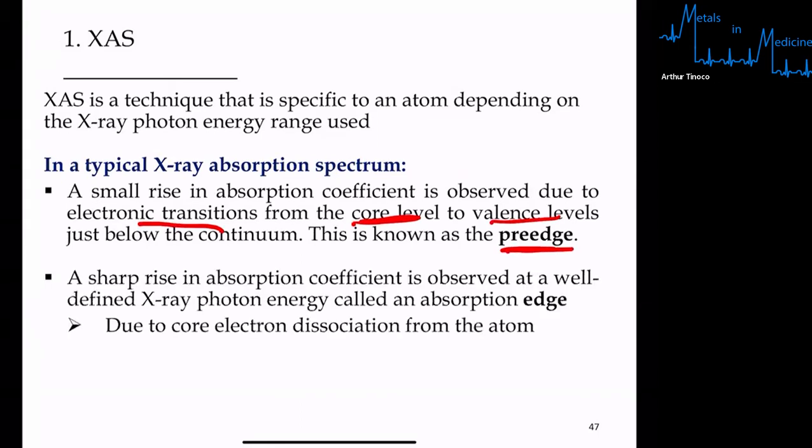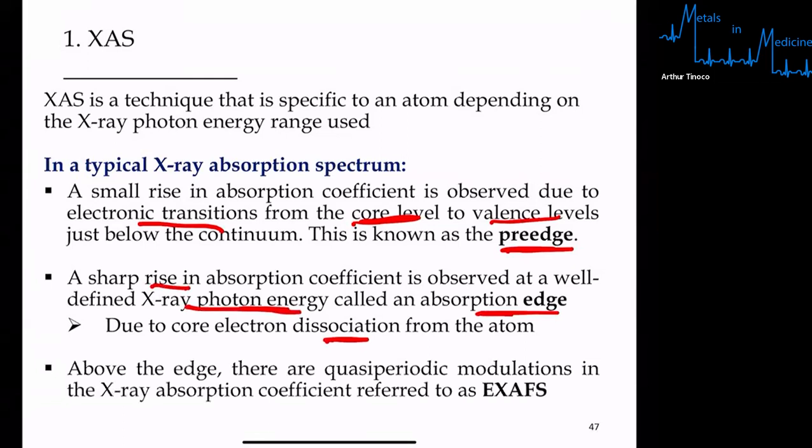Then you have a really sharp rise. So that was what I showed you, that really big rise in absorption. So that sharp rise in absorption coefficient, well, that is a well-defined X-ray photon energy called the absorption edge. And what this is due to is an excitation of those electrons that came from the core of the atom orbitals out of the atom. So they're actually getting lost from the atom itself. So you have the actual dissociation. And then finally, above the edge, there was that modulation section, the quasi-periodic modulation, which is referred to as EXAFS. Okay, and that's actually a very important part, as we'll see in a moment.